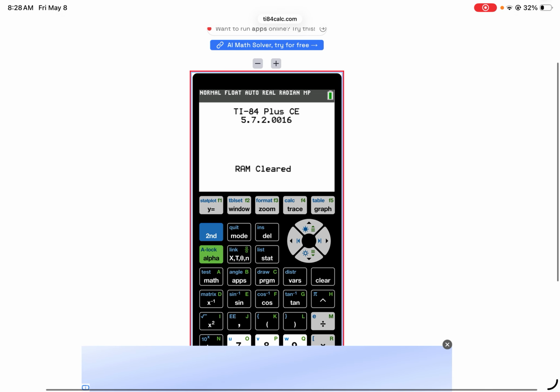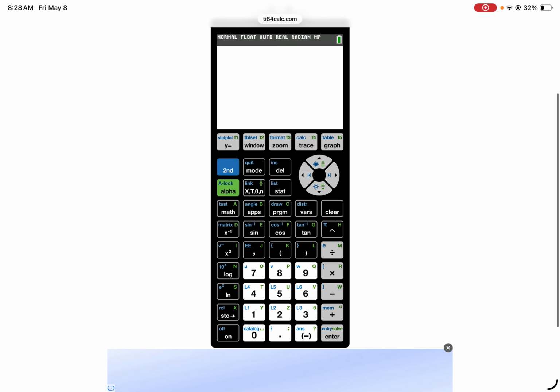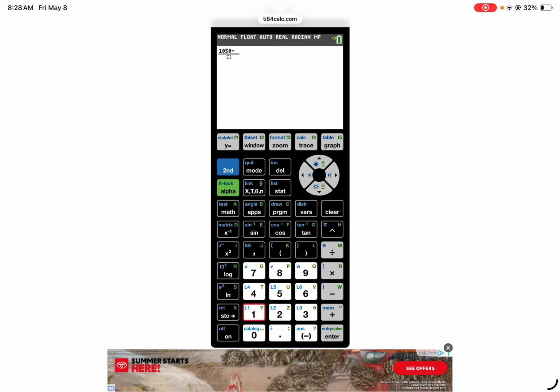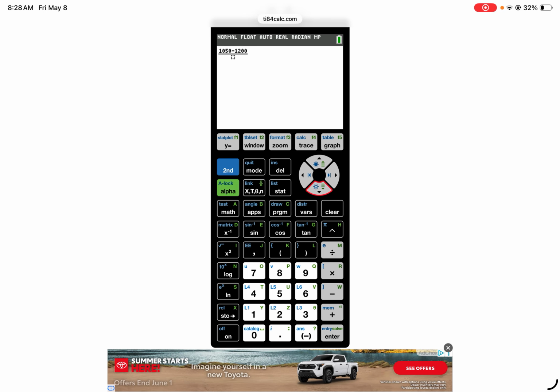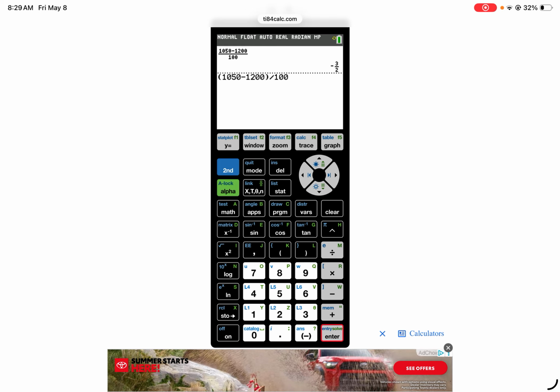All right, so if we clear this, if you grab your calculator, you can do the alpha y equals to get the fraction, and then you can type in the 1,050 minus the 1,200 over 100. Or you could type it in, because we do want the decimal answer, not the fraction, as 1,050 in parentheses minus the 1,200 divided by 100.